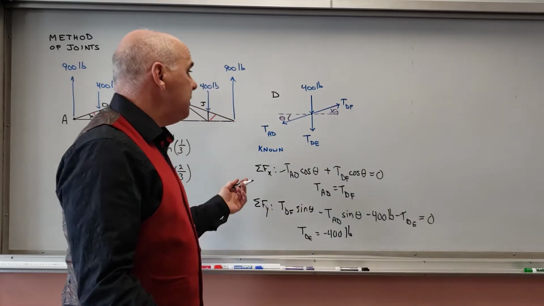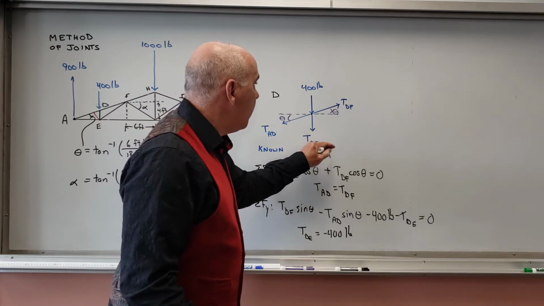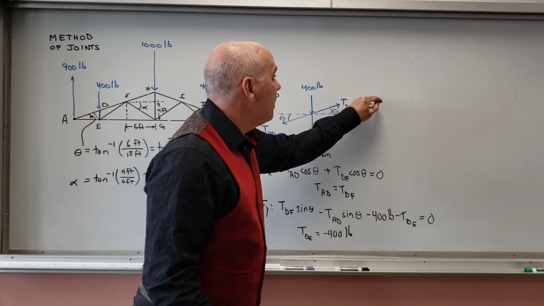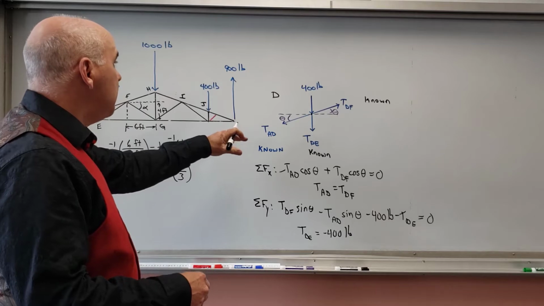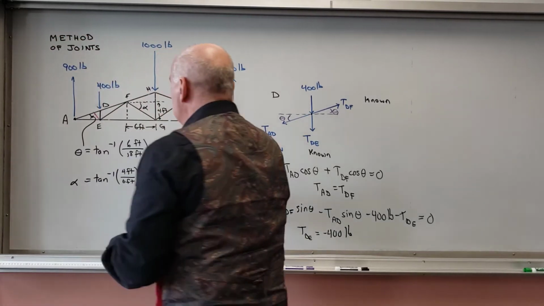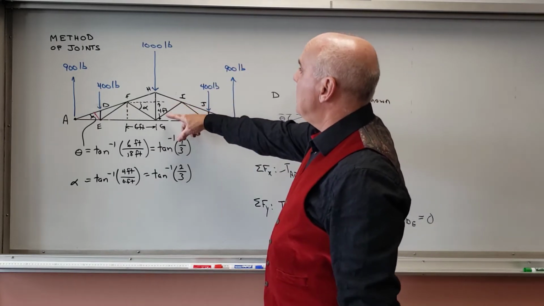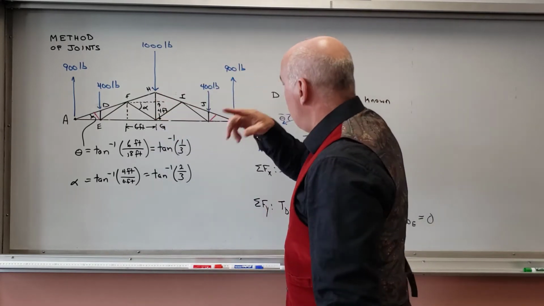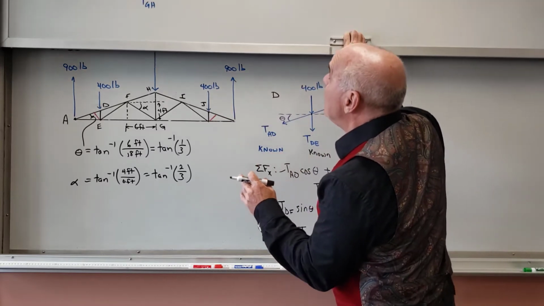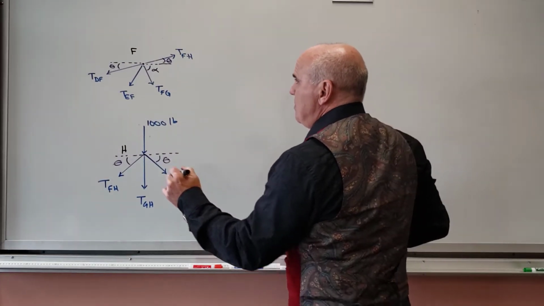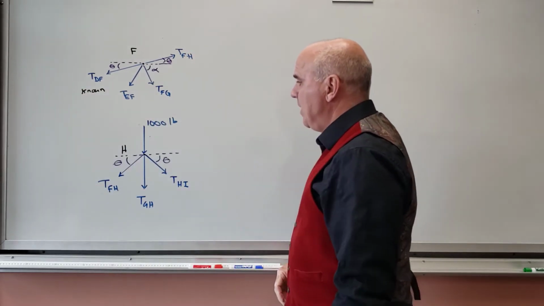All right, and so TDE is now known, right? So I'm going to label that as known. And TDF is also known. All right, so that's joint D. From there, let's move up to F, and let's see what we come up with when we look at F, and then we'll also take a look at H here. All right, so let me bring these down. Remember now that TDE and TDF are known. All right, so here are those two members. This is known. Okay, so that's a known value.